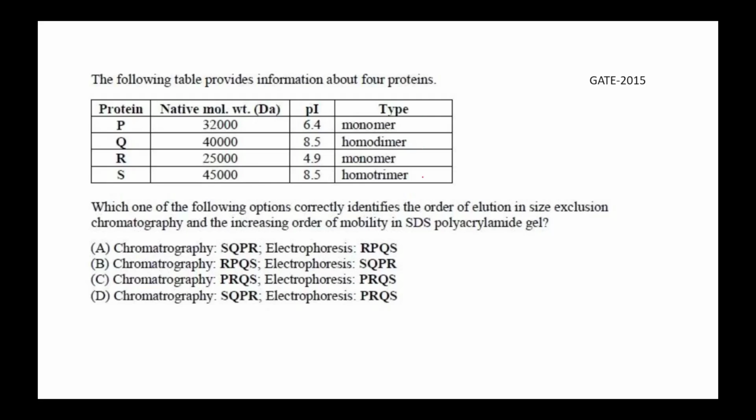It has been asked which one of the following options correctly identifies the order of elution in size exclusion chromatography and the increasing order of mobility in SDS polyacrylamide gel. Here two techniques are mentioned: size exclusion chromatography and SDS polyacrylamide gel electrophoresis. So let's talk about these first and then we'll get to the question.